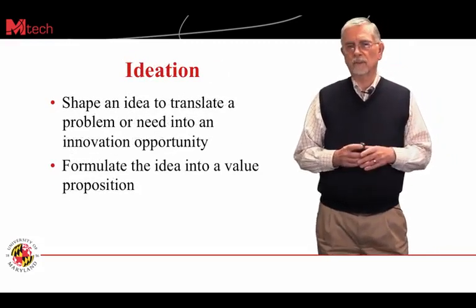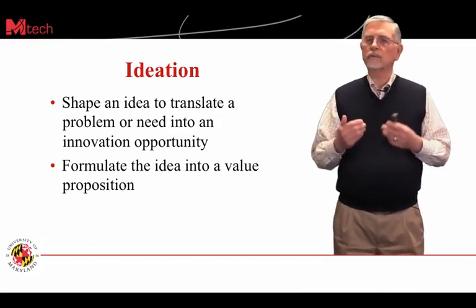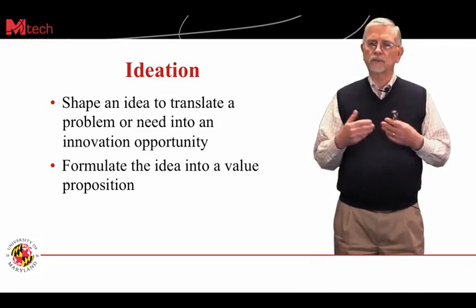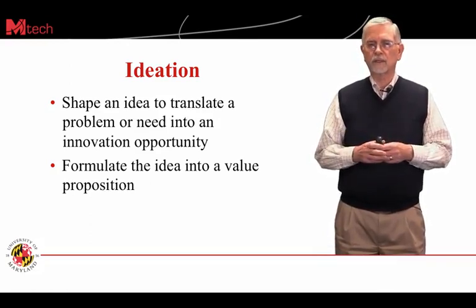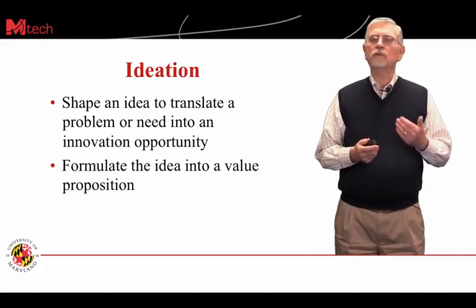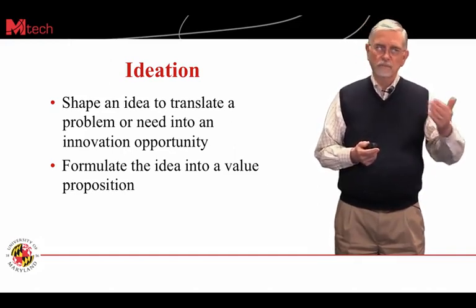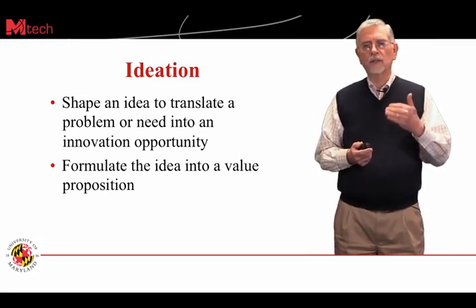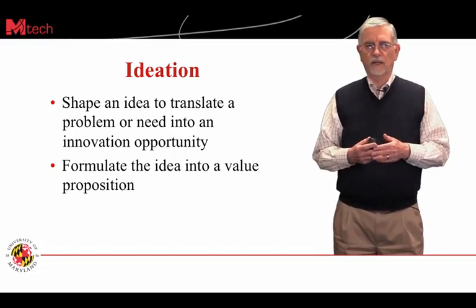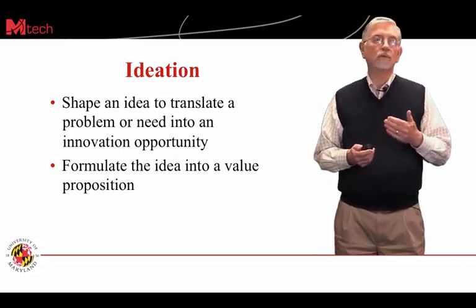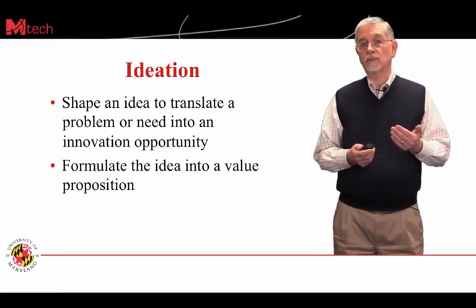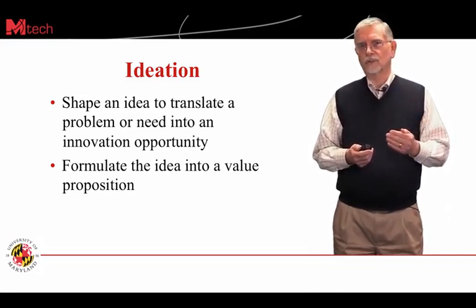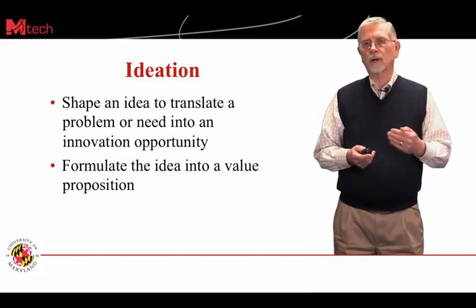The next step in the innovation process is what we call ideation. Ideation is kind of invention. It's the translation or the shaping of an idea from a problem or a need into an innovation opportunity. So it's recognizing data, recognizing an opportunity, and then translating it into an innovative idea. And so formulating the idea into a value proposition is part of what happens here. So an idea is one thing. An idea that has value is really what is the core part of an innovation.